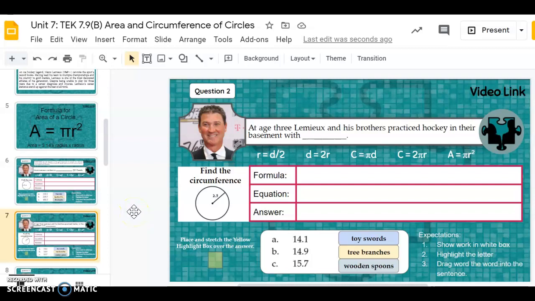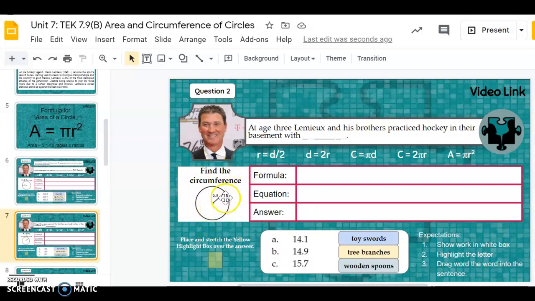Okay, welcome to problem number 2. We need to find the circumference. Again, I have all of the formulas that you need: radius, diameter, circumference when you have a diameter, circumference when you have a radius, and area. We need to find the circumference of this circle.